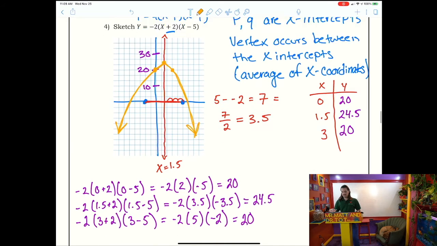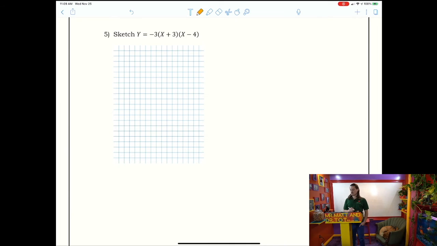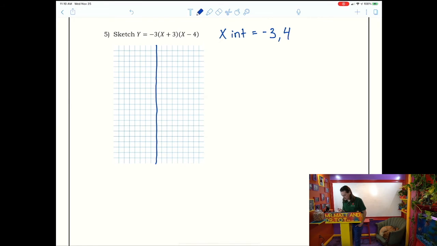Take a few moments and sketch the graph. Y is equal to negative 3 times x plus 3 times x minus 4. So we can tell here that our x-intercepts occur at x is equal to negative 3 and x is equal to positive 4. So I'm just going to plot those intercepts. So we're at negative 3 and we're at positive 4.